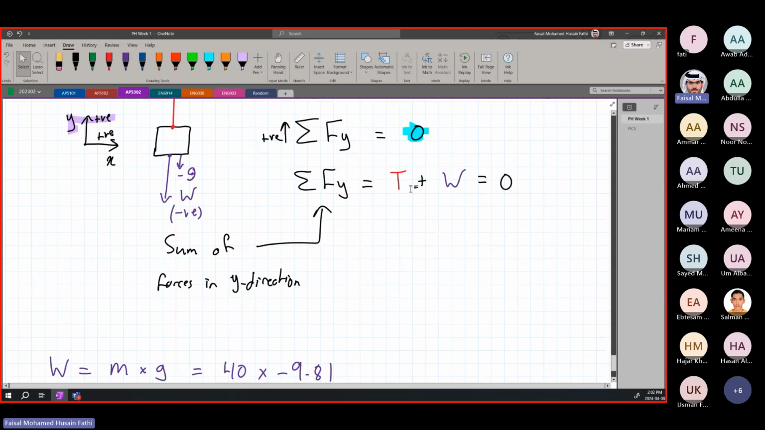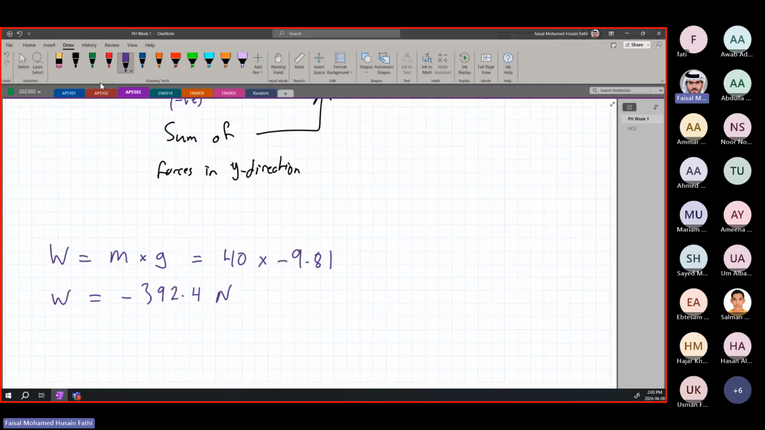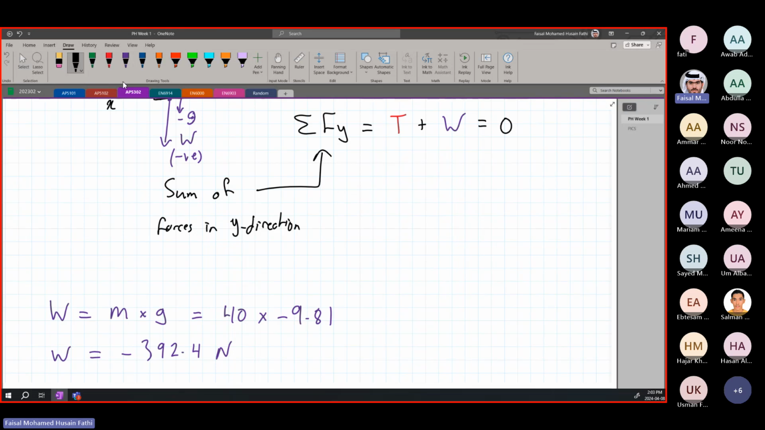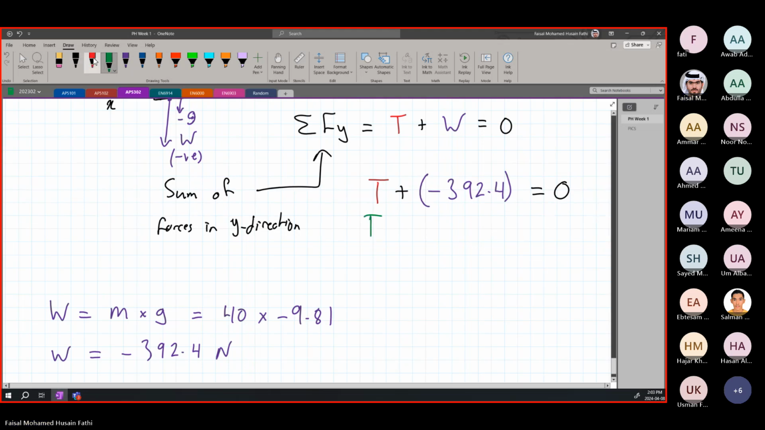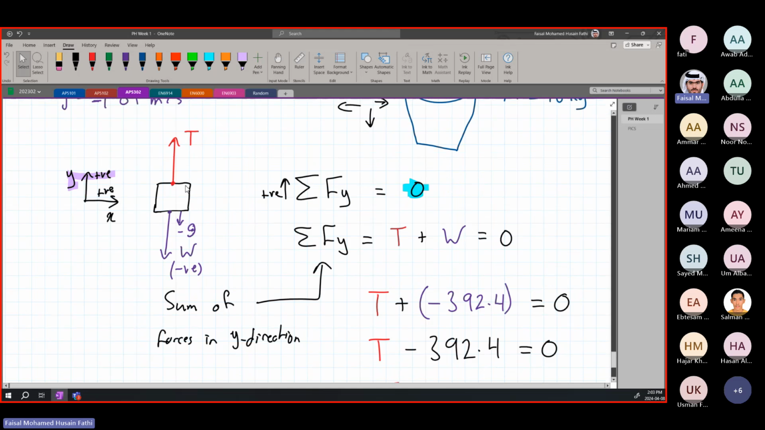All right? So again, we're just going to add them up. T plus W is equal to 0. We found W to be minus 392.4. So if we substitute this now, T plus W, which is minus 392.4, is equal to 0. In other words, this is T minus 392.4, because plus and minus becomes minus, equal to 0. So T is simply going to be equal to, we take this to the other side, it becomes plus 392.4 newtons. So they are equal, which makes sense because there's no acceleration.